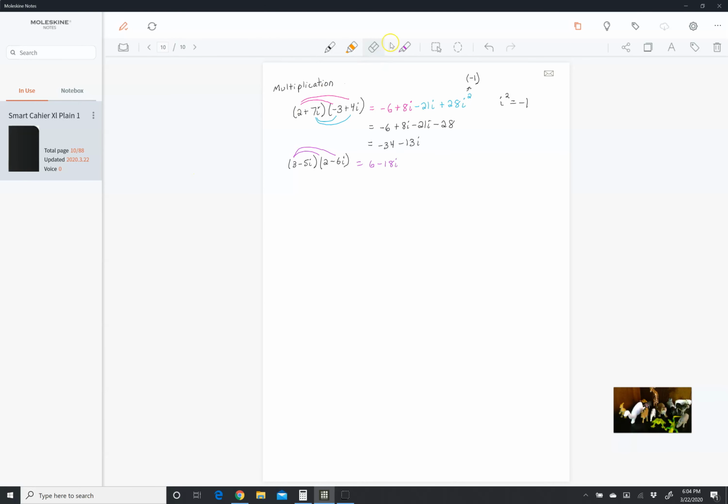And then we're going to do the same thing with the negative 5i. So you get negative 10i. And then this is plus 30i squared. Don't forget the square. So many people forget the square. Do not forget the square.